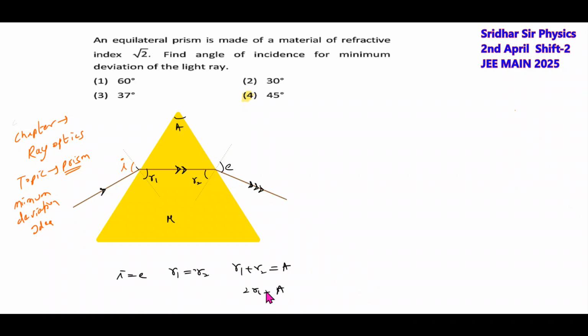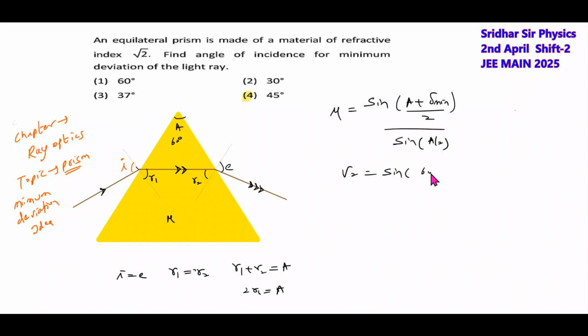I think these are all about minimum deviation, you know it. And what is the formula for minimum deviation? Mu equal to sine of (A plus delta minimum) whole divided by 2, by sine of A by 2. We know mu. Equilateral prism, this angle will be 60 degrees. Delta minimum we don't know.